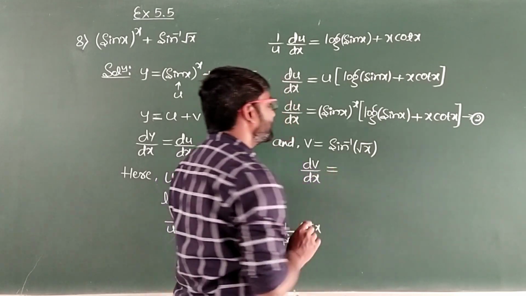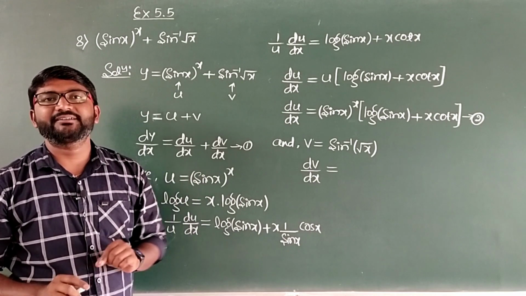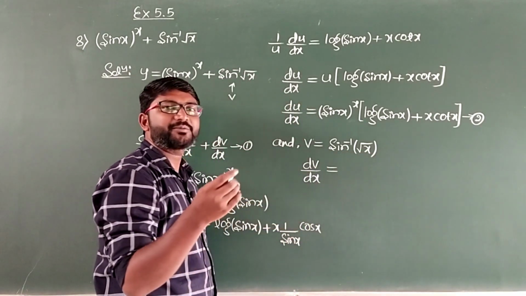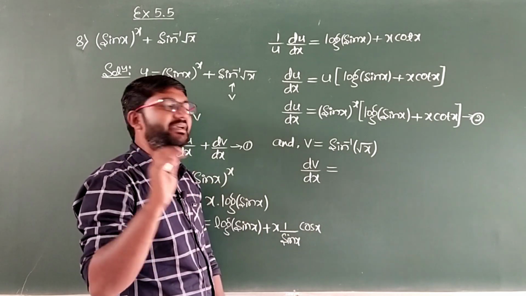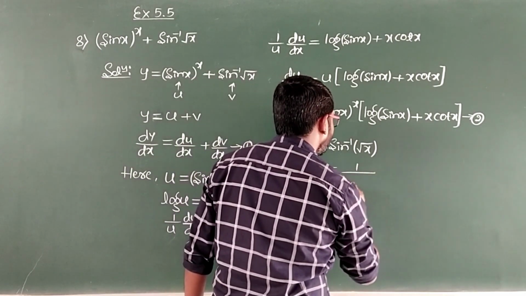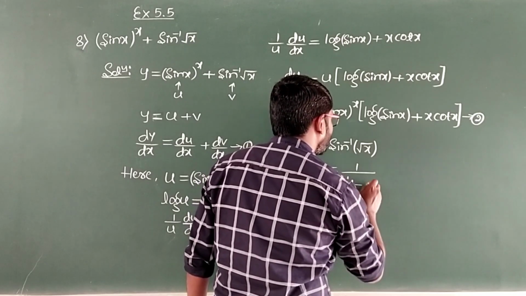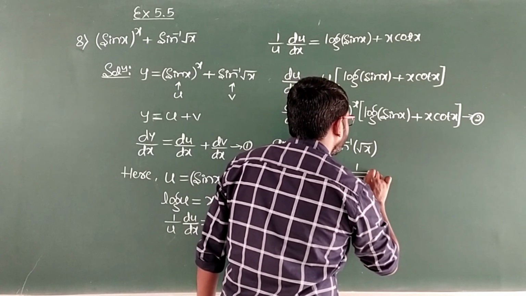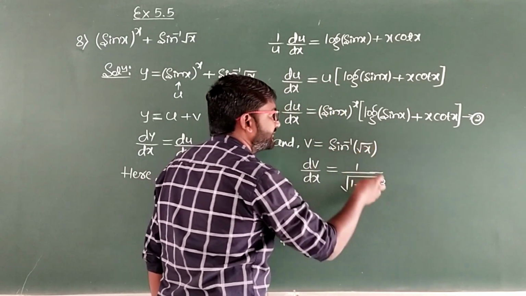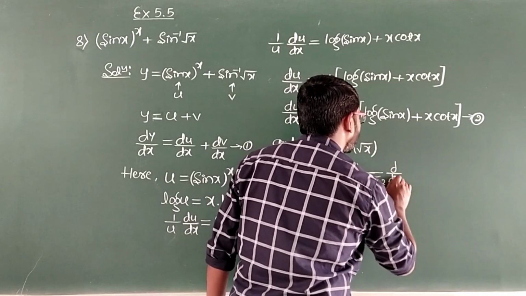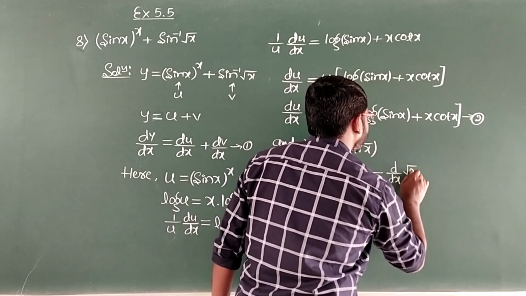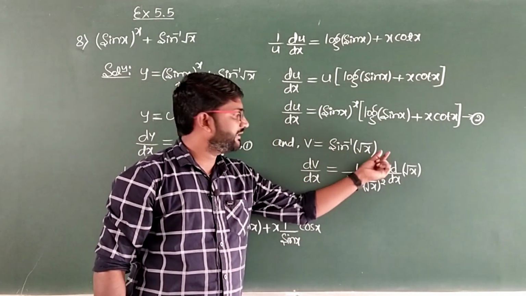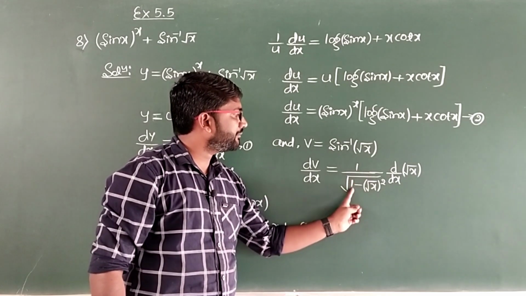Whenever it is function to the power function, only then will we have to take the logarithm. Now it is in the form of sine inverse x. What is the derivative of sine inverse x? 1 divided by square root of 1 minus x square. Here x means root x, so it is x square into d by dx of the inside function, into d by dx of root x. See here, the derivative of sine inverse root x will be 1 divided by square root of 1 minus x square.